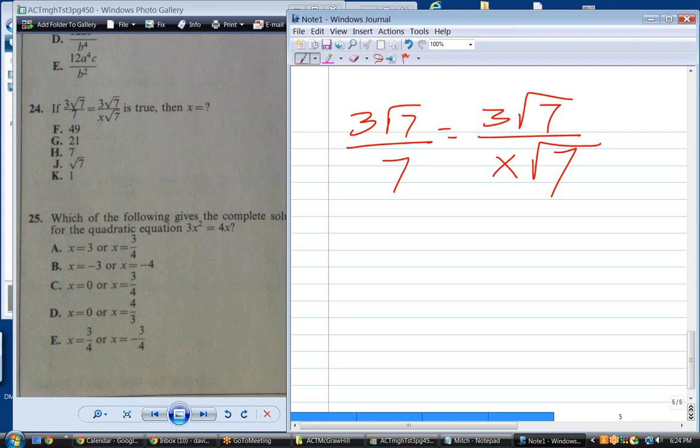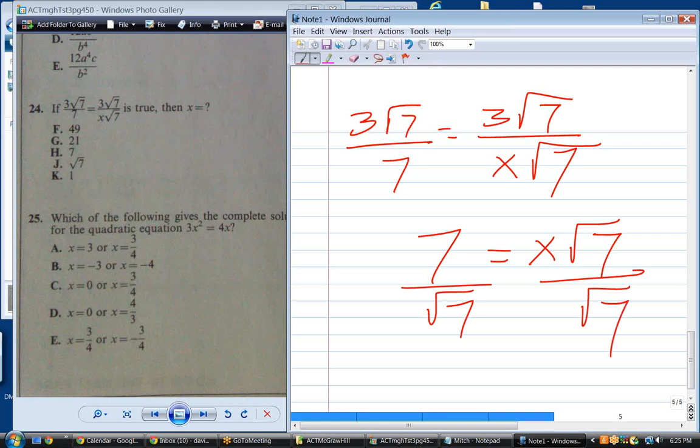If my numerators are the same, what must be true? The denominator has to be the same. So I can shortcut that by doing this instead of cross multiplying, which becomes more complicated. Whereas if I just set the denominators equal to one another, it's fine. Now, divide both sides by square root of 7, and I get my answer. X is equal to 7 divided by square root of 7.